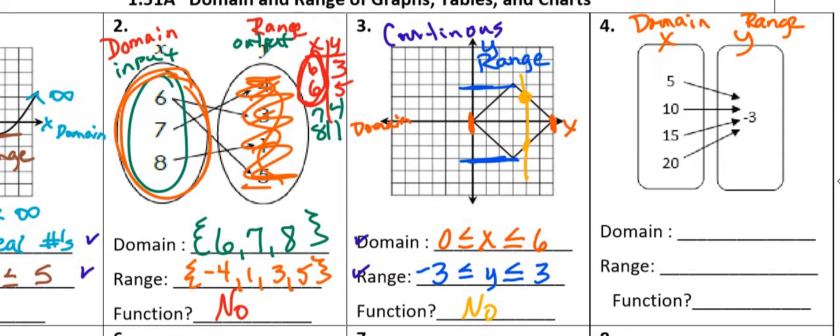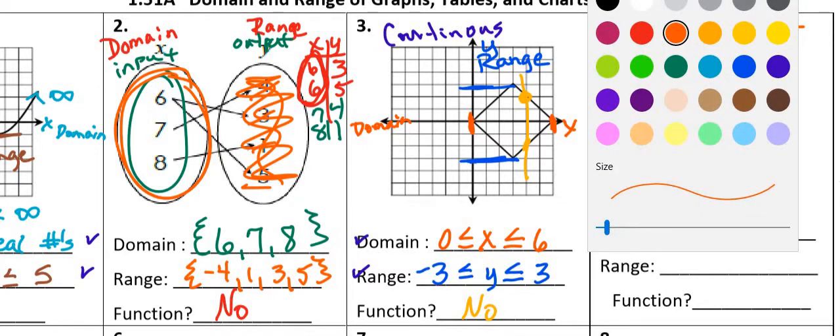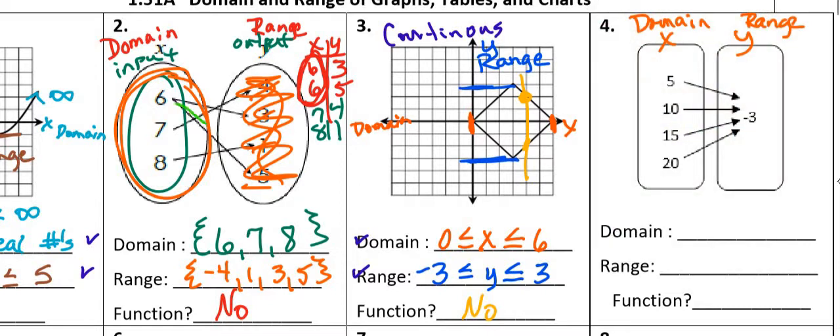And when we were looking at number 2, we see that the 6 was assigned more than one output right here. You saw that V shape. So if we have that V shape, then that is not a function. Here you just have one line going to the number 3. So since you only have one line going to there, then you know that yes, it is a function.